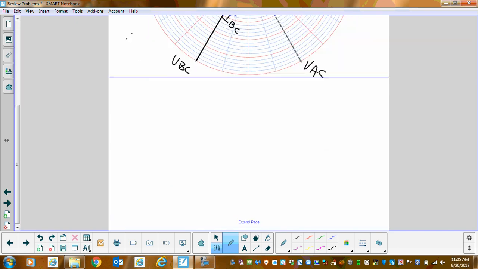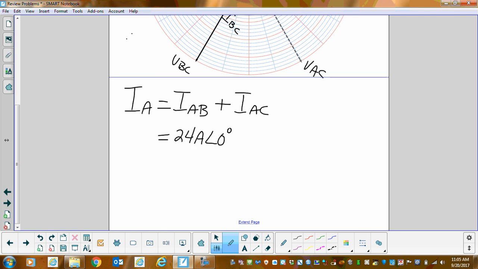Now, it's up to you guys, but I like to complete some due diligence here and write this out. So I like to do this: I of A is equal to I of AB, and I think Devin already pointed this out, plus I of AC. And we know that I of B, same idea, but let's start with some numbers here. So I of AB is 24 amps at angle 0 degrees. That's pretty simple. That's where it was located on the Cartesian plane.